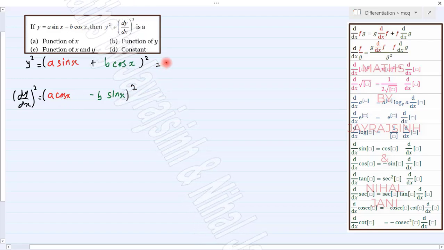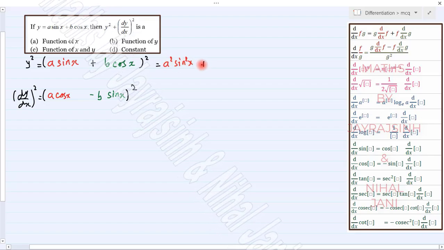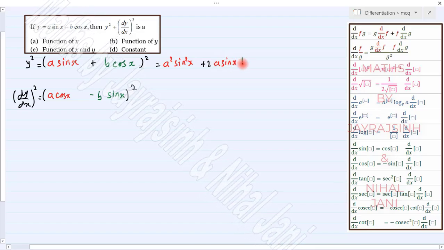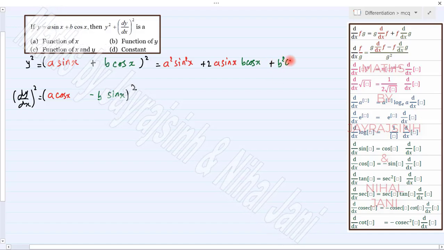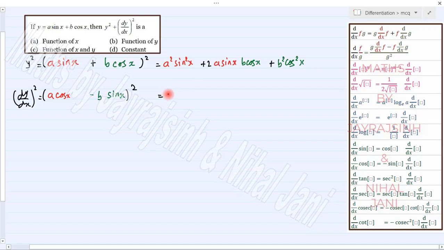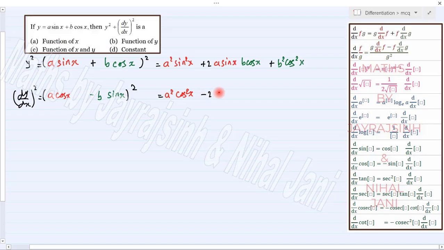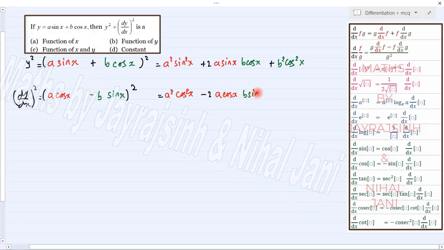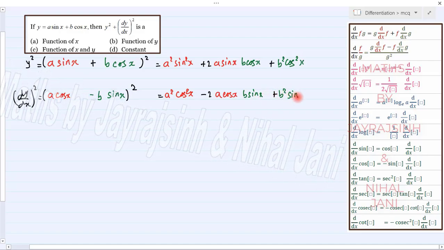So let's expand. A square sin square x plus 2 times a sin x b cos x plus b square cos square x, and similarly a square cos square x minus 2 times a cos x b sin x plus b square sin square x.